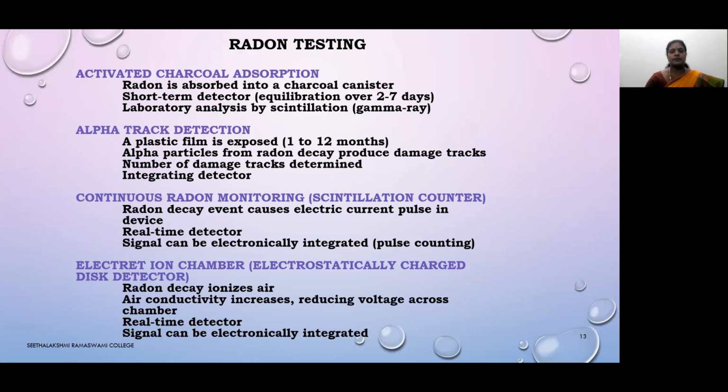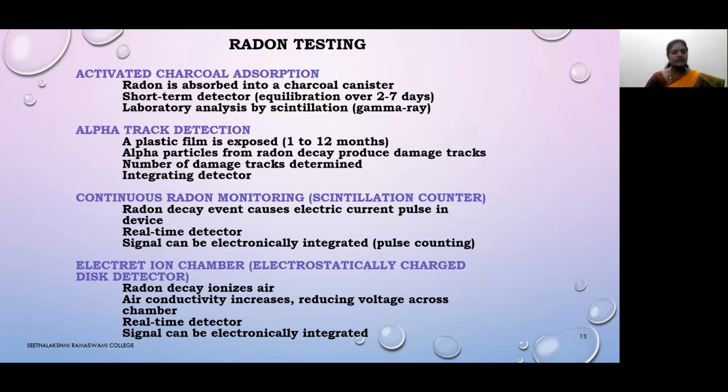Radon testing. There are different testing methods of radon emission, and a few of them are listed here. Activated charcoal absorption: here, radon is absorbed into a charcoal canister, which is a short-term detector used over 2 to 7 days. It's a laboratory analysis, and it is done by gamma ray scintillation counters.